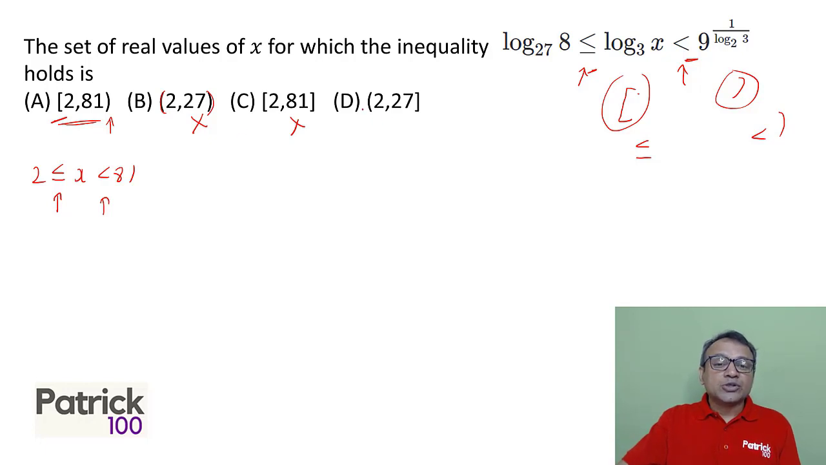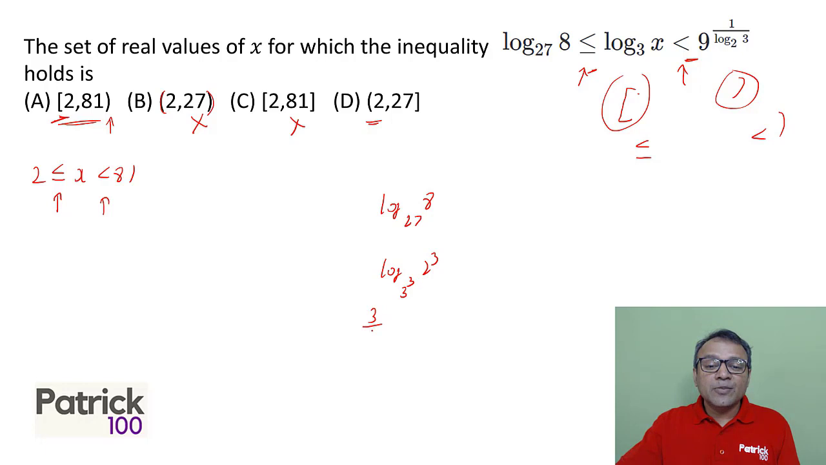Now I'm left with two options. Both have 2, but one has a curved bracket at 2 and one has a square bracket. So I'll substitute 2 and check. Now you will realize that log of 8 to the base 27 is nothing but log of 2 cube to the base 3 cube, which is nothing but 3 upon 3 log of 2 to the base 3, or this becomes log of 2 to the base 3, which means log of 8 to the base 27 is less than or equal to log of 2 to the base 3, or is equal to log of 2 to the base 3.